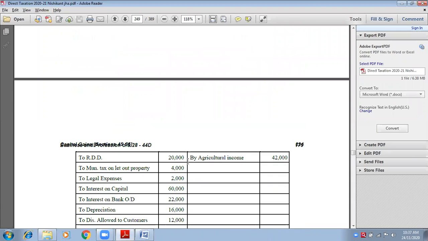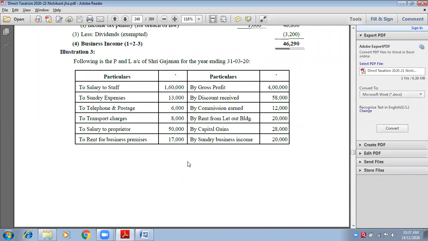Now see, the first income is the discount received. Tell me, is this business income or other heads income? Is it related to business? Yes, it is related to business. Why? Because as a businessman, whenever you purchase things to sell, you need to purchase first. So while purchasing, you received a discount. So that is related to business.